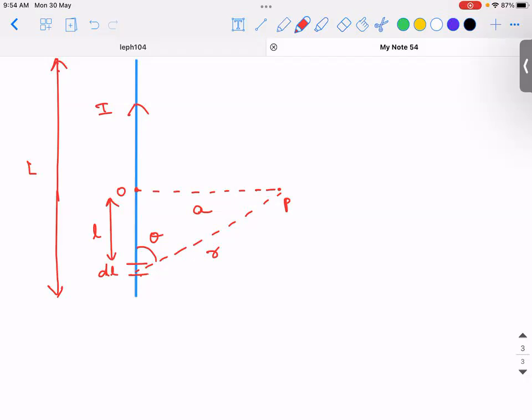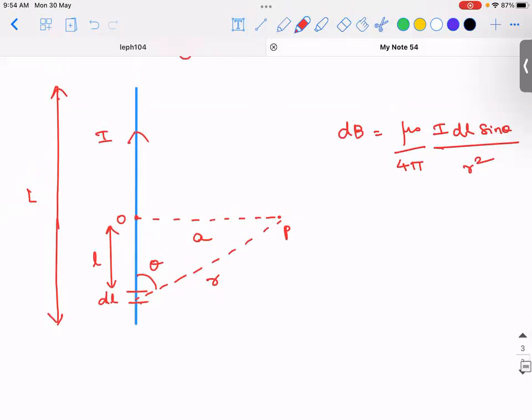Now listen to this carefully. I'm going to write the expression dB is equal to mu naught by 4 pi, which is a constant, I is a constant, dl is there, into sine theta divided by r square. I'm going with scalar quantity. I don't need vectors here because I'll use the right hand thumb rule to understand the direction.